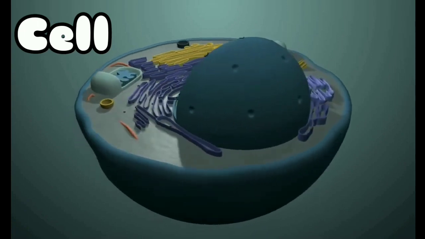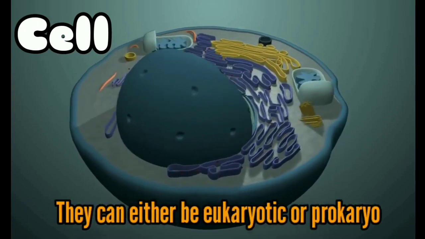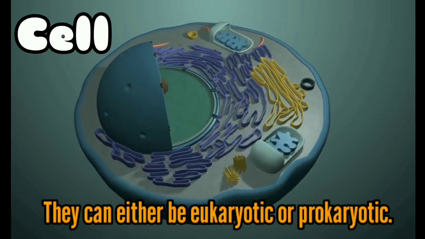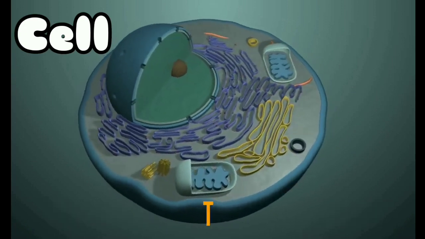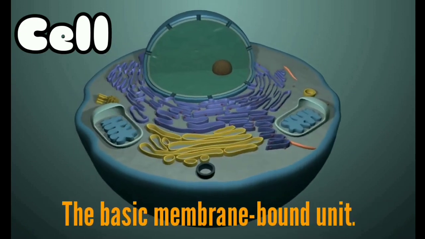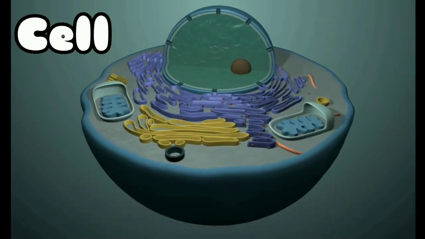A cell can be either eukaryotic or prokaryotic. The cell is also defined as the basic membrane-bound unit that contains the fundamental molecules of life and of which all living things are composed.